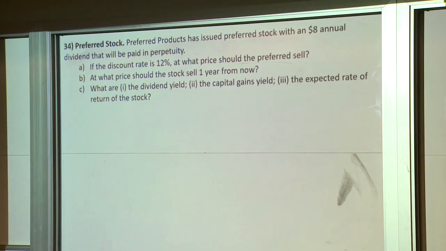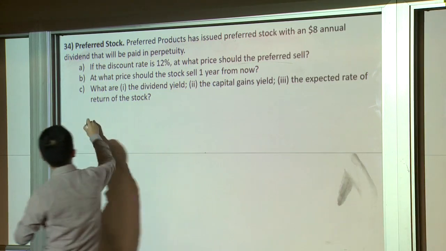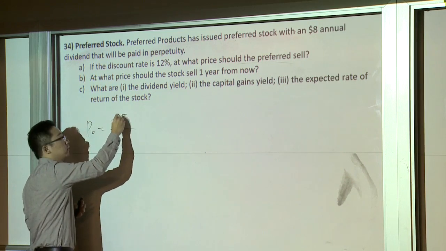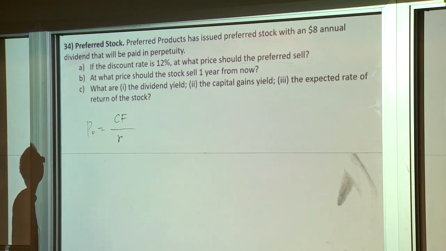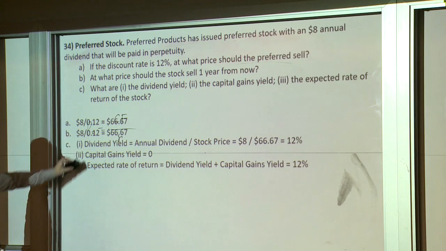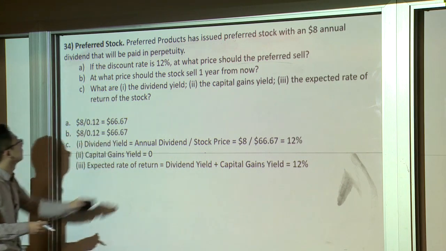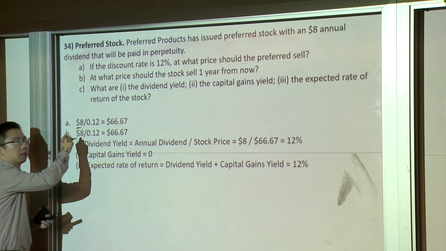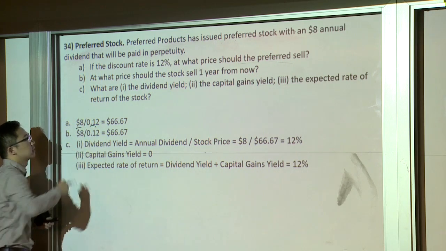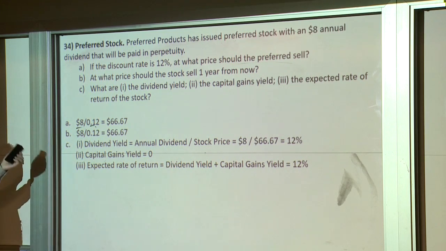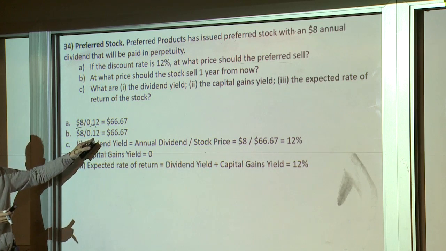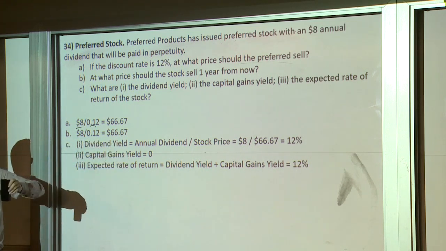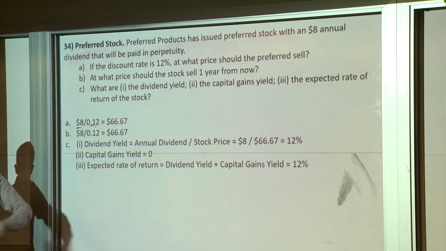The formula for the price of a perpetuity is very, very simple. P0 equals the cash flow for each period divided by the discount rate. So for perpetuity, we get the answer for A: the periodic payment divided by the discount rate, 12%, is 66.67. B, what would the price be a year from now? The same thing. The annual payment divided by the discount rate. This price is going to be the same a year from now, 2 years from now, 3 years from now, because that payment goes on forever.